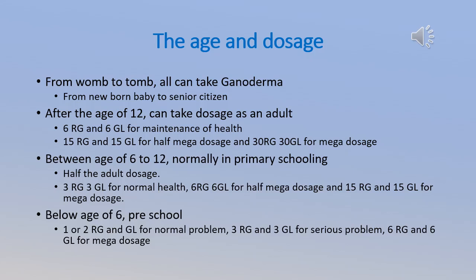For those below the age of 6, when the child is very small, we can mix it into the milk or the drink for them. Maybe 1 or 2 Rg and Gl for normal problems, 3 Rg and 3 Gl for serious problems, and 6 Rg and 6 Gl for mega dosage. So these are the general dosages, depending on the groups of people and the body condition.